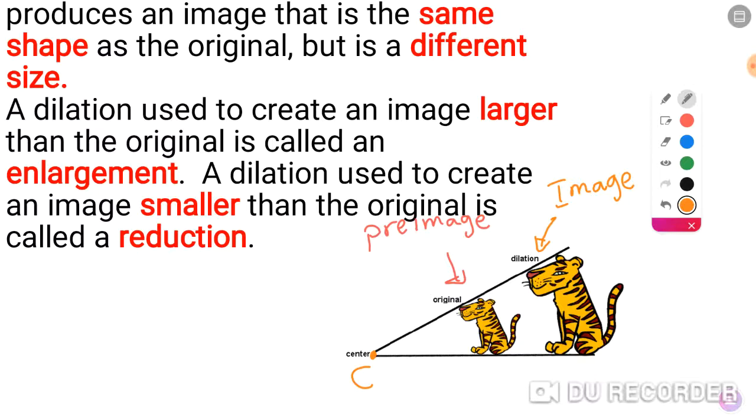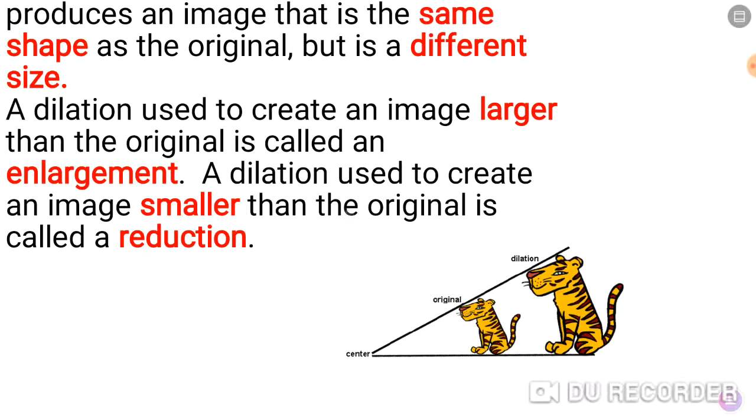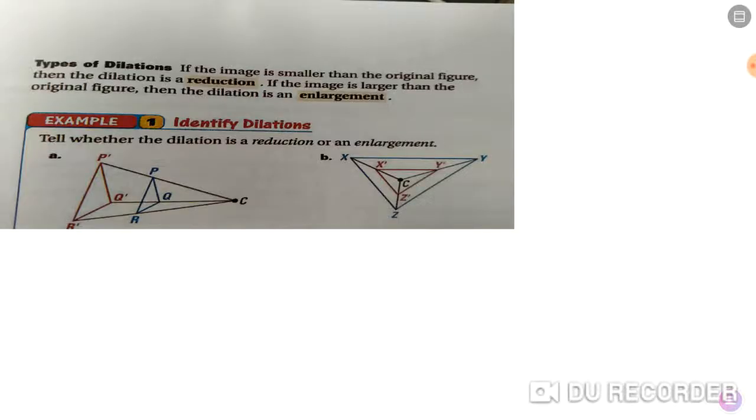So the dilation, guys, can be of two types. If the original figure has become larger, then the dilation is an enlargement, and vice versa. If the original figure has become smaller, then the dilation is a reduction. So let's have an example and it will make it easier to find out.